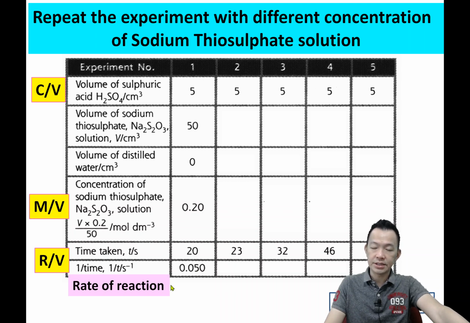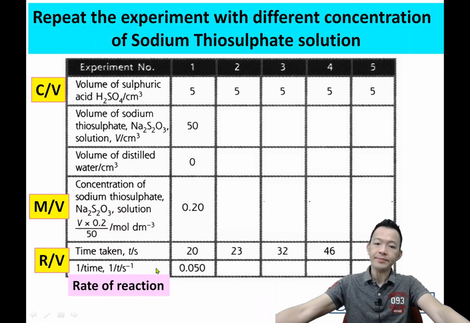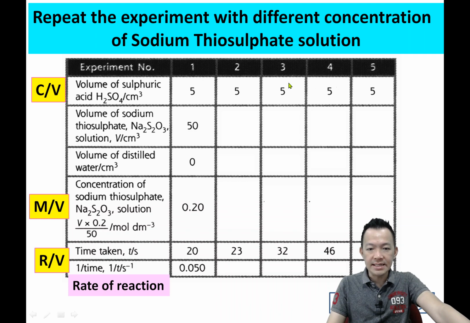它就是 rate of reaction. So the rate of reaction for the first set is 0.05 per second. 0.05 per second 这样读就可以了。So 1 per time 永远就是化学反应的速度，也就是 0.05 per second. Okay? Next, for the second set, I repeat my experiment. 我重复我的实验。So repeat the experiment with different concentration of sodium thiosulfate.